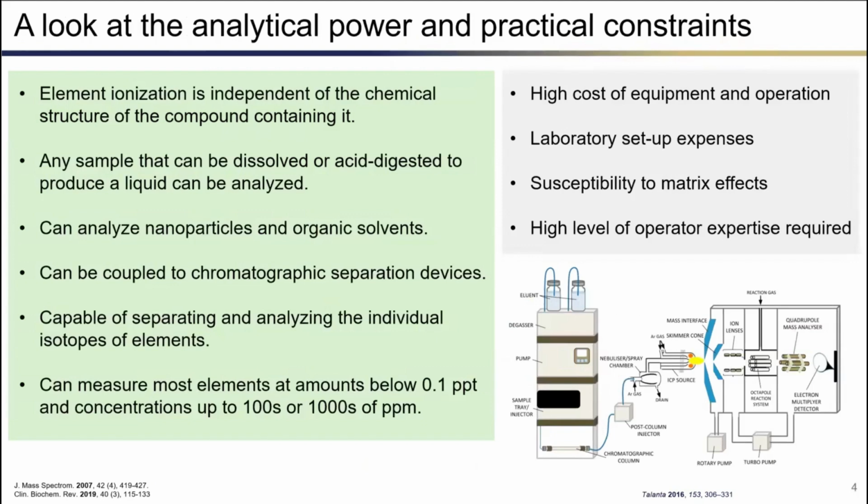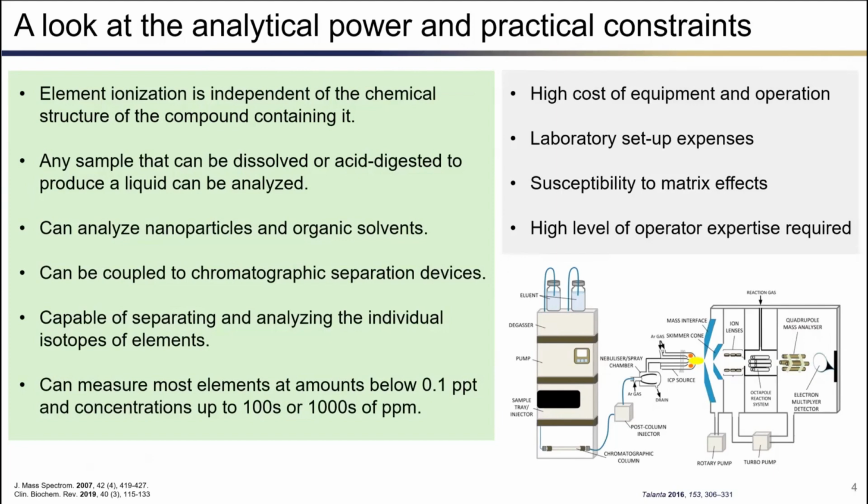Now let's take a look at the analytical power and practical constraints of the ICP-MS. In the ICP-MS, element ionization is independent of the chemical structure of the compound containing it, so you don't have to worry if you are looking at gold and the gold is in a complex compound. It does not matter when you analyze it using this instrument.